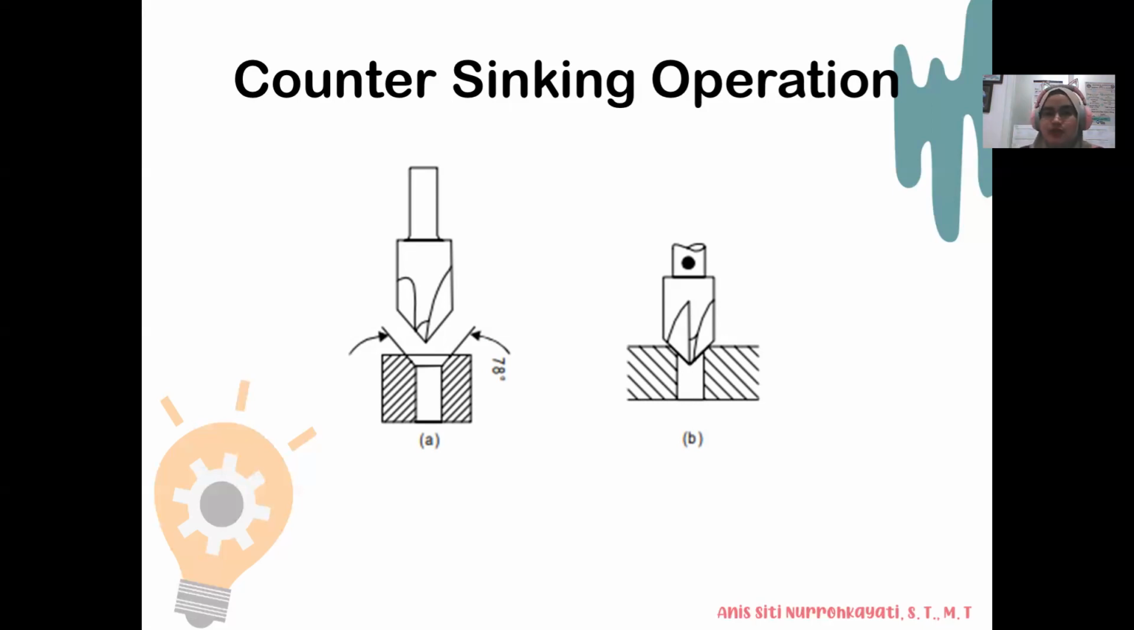So for the first view, we have a box piece with a hole, but in the bottom, we want to make a cone model, so we can use a countersinking operation.